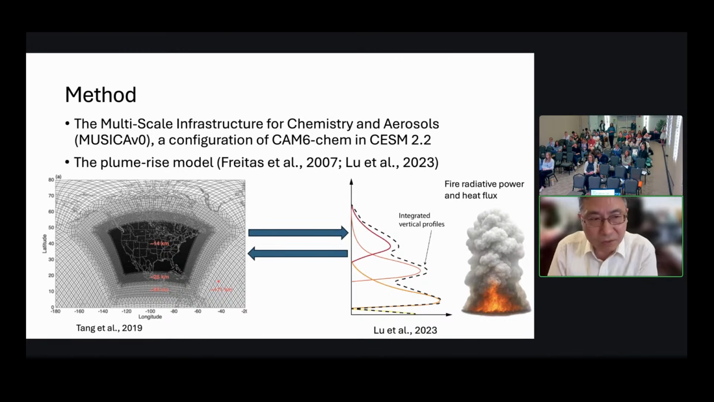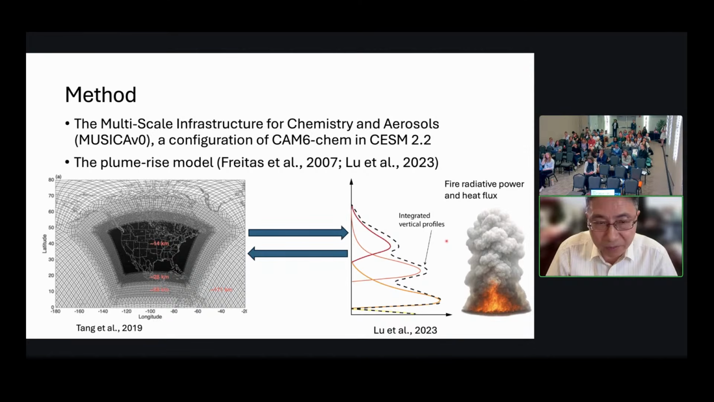In addition to that, we also implement the plume-rise model based on FRP into CESM2. Basically, the plume-rise model uses the MODIS observed fire radiative power and heat flux to calculate the injection height. It solves some equations for the temperature, the updraft velocity and the hydrometeors, to calculate the injection height of the emissions of biomass burning aerosol and gases.